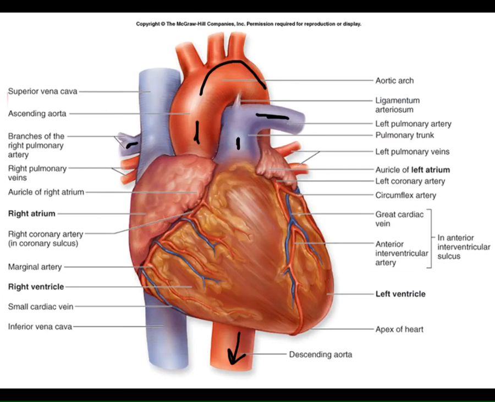Question? Where actually does the descending part start? Would it be at the top of the arch? So the arch, and then everything from the downward turn would be the descending aorta.